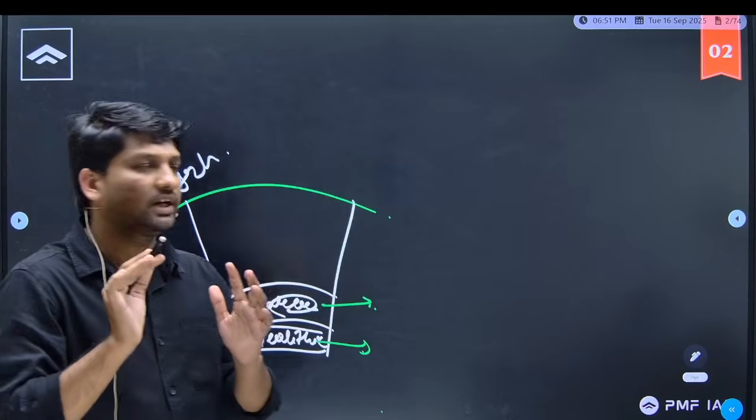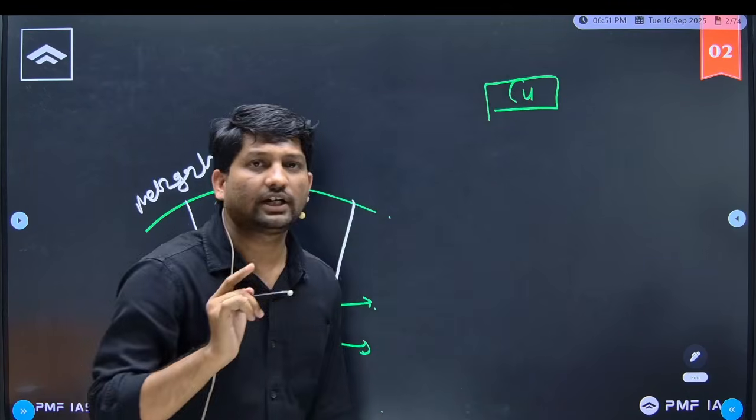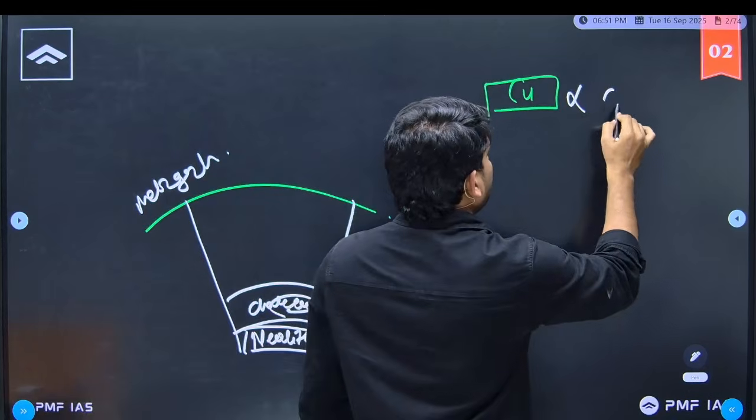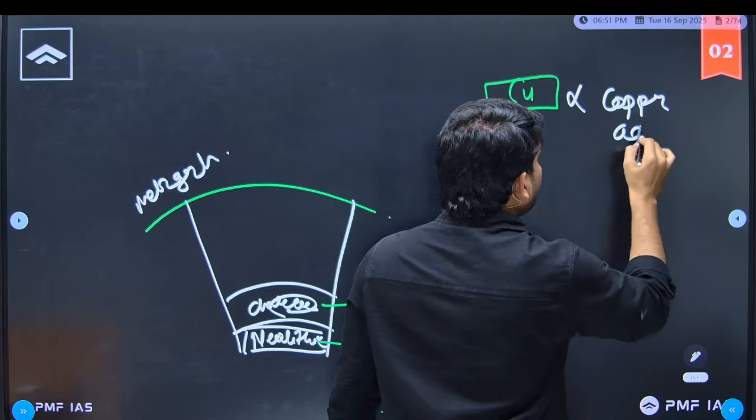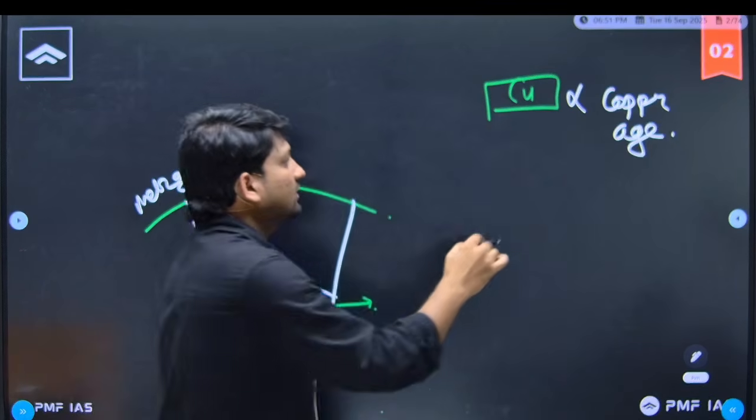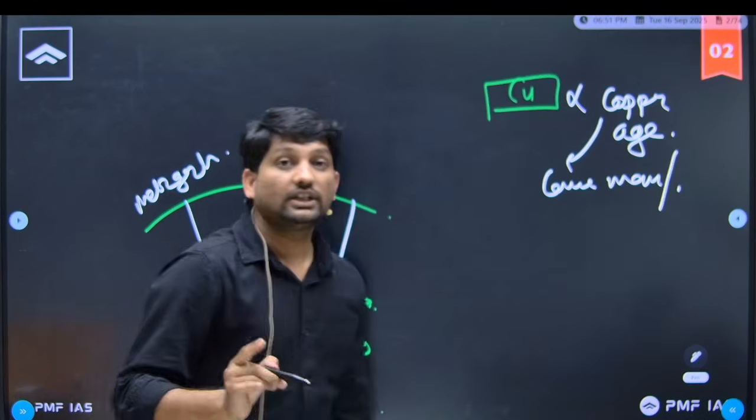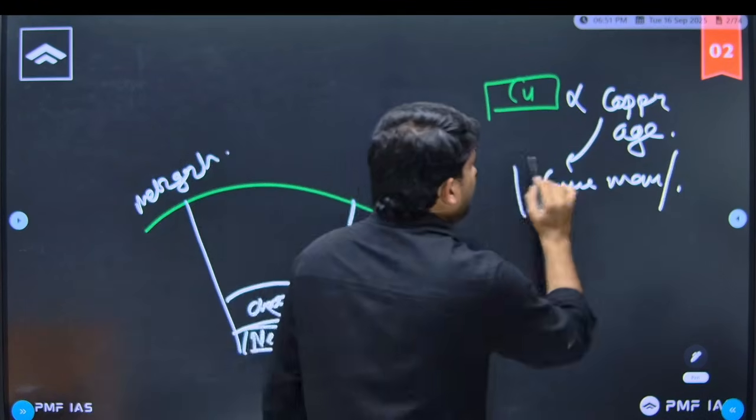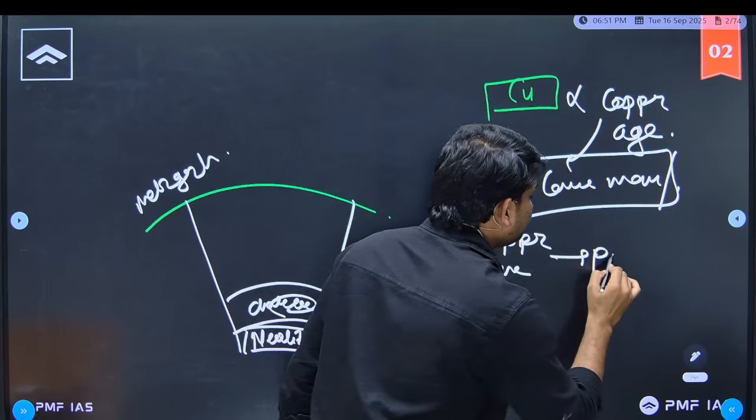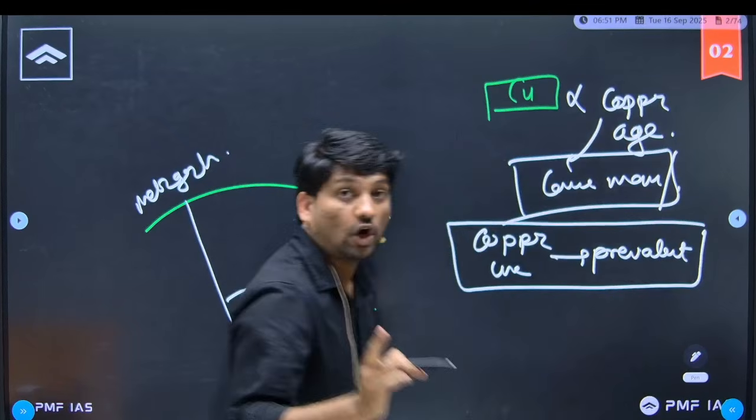But remember, just when we started using copper, that doesn't mean the beginning of the copper age. We consider the beginning of the copper age only when common people, the common man, were using copper in daily life. Means when the copper use was prevalent, then only we consider this the beginning of the copper age.